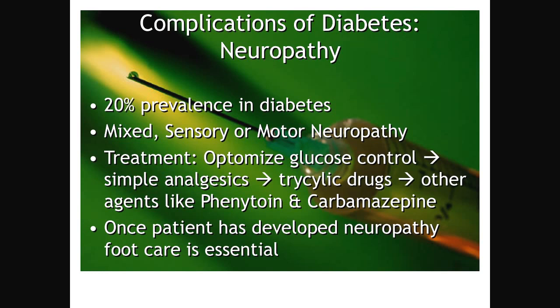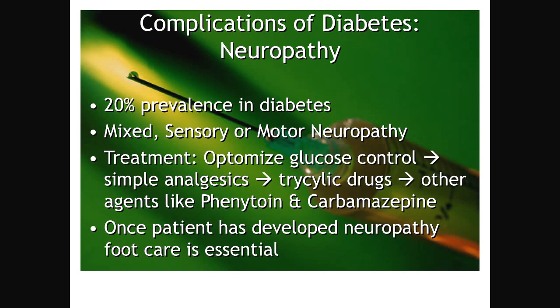And with neuropathy, about 20% is prevalent in diabetes. You're going to have mixed type, so sensory or motor loss, or both. Treatment is not the best. Unfortunately, patients usually progress and the progression worsens. So you want to try to optimize glucose control. You could use simple analgesics, TCAs. Then you get into drugs like phenytoin or carbamazepine after that. Again, phenytoin has a lot of side effects and is not always the best drug to use, but this is something to keep in mind.